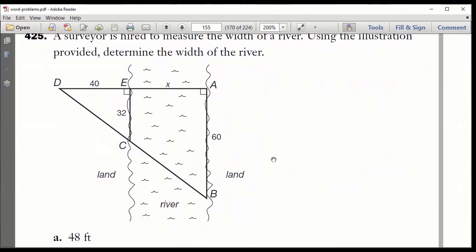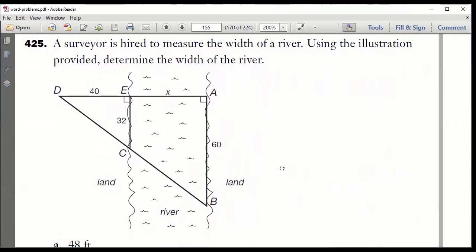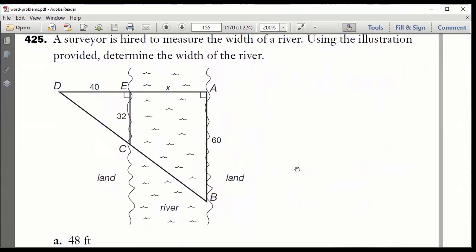Now, Tanishka, I don't want numbers again. You have to explain what you will do, how you find out the width of this river. How, not how much. Tanishka, read this. A, B, C, D, E, F, all these are given. And everybody focus on how we are solving this question. A surveyor is hired to measure the width of the river. Using the illustration provided, determine the width of the river. Tanishka, I want you to explain. Okay, sir, I'll try.